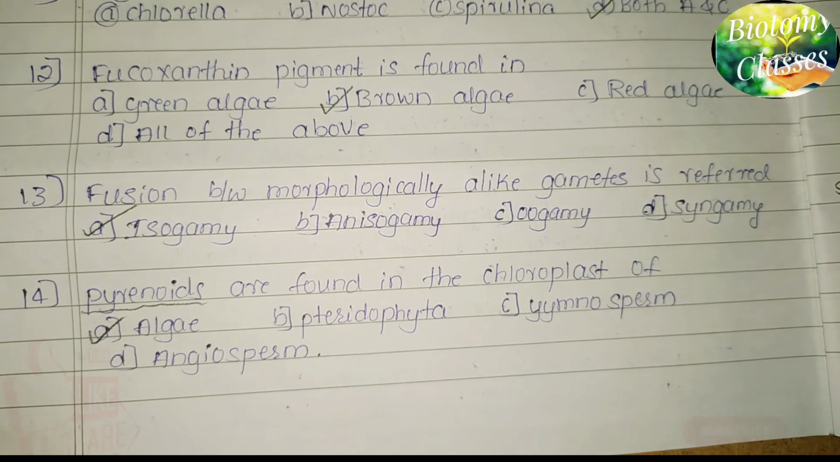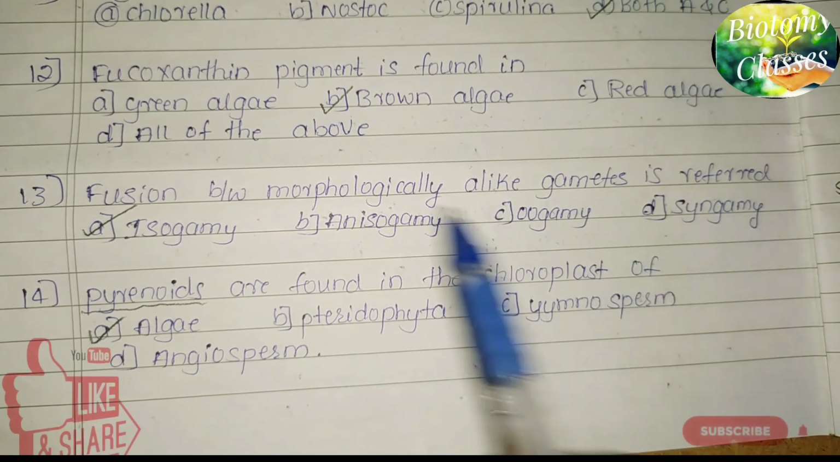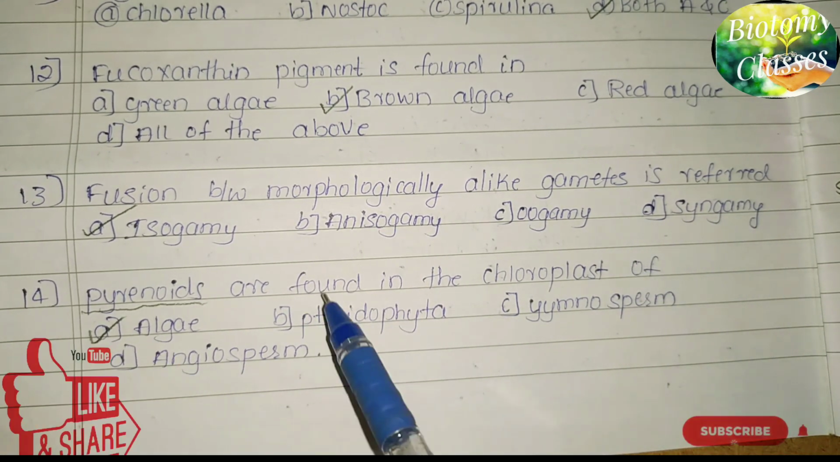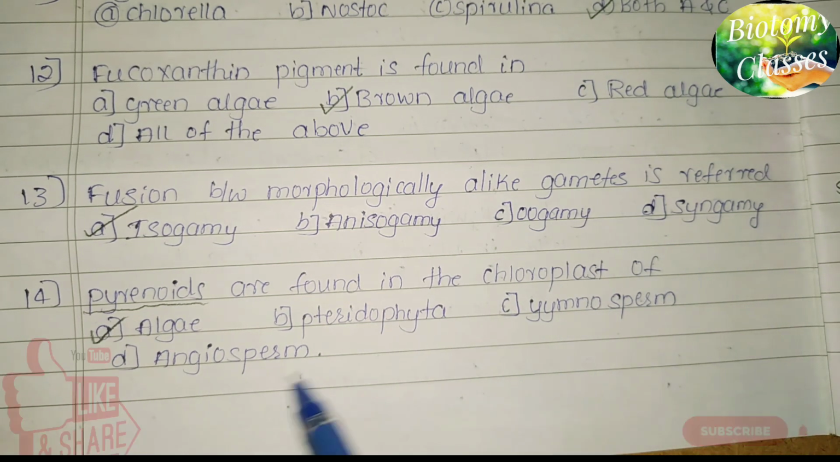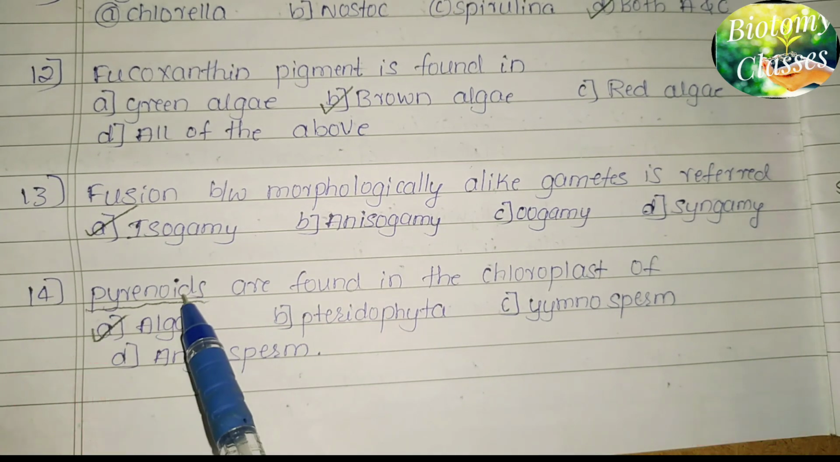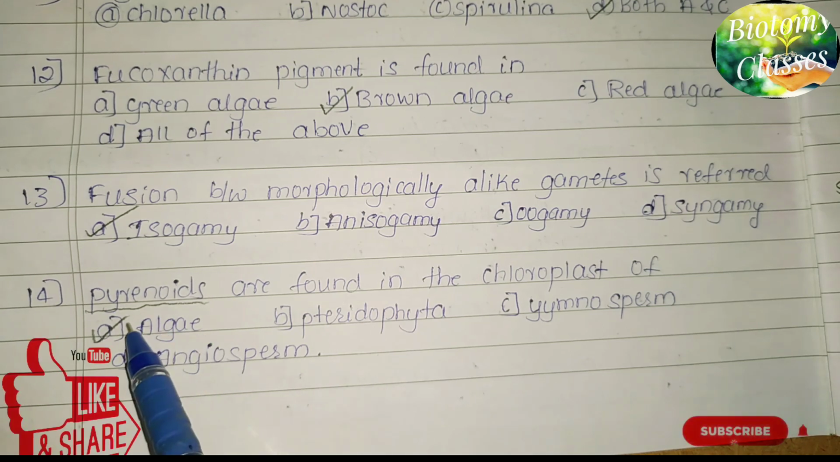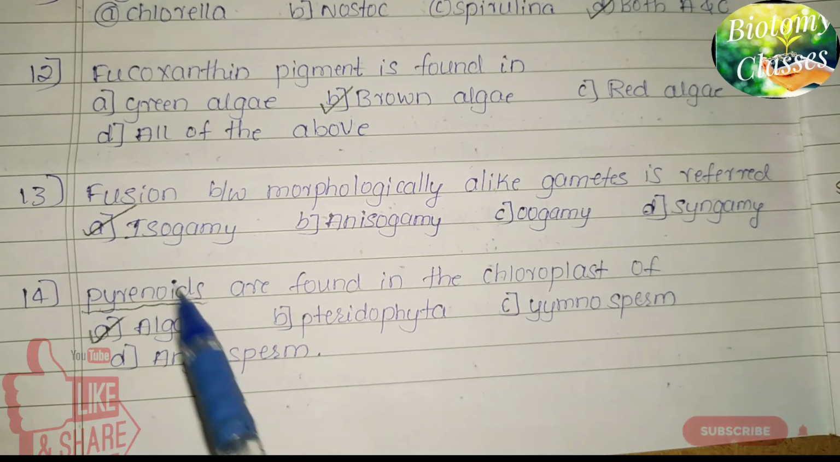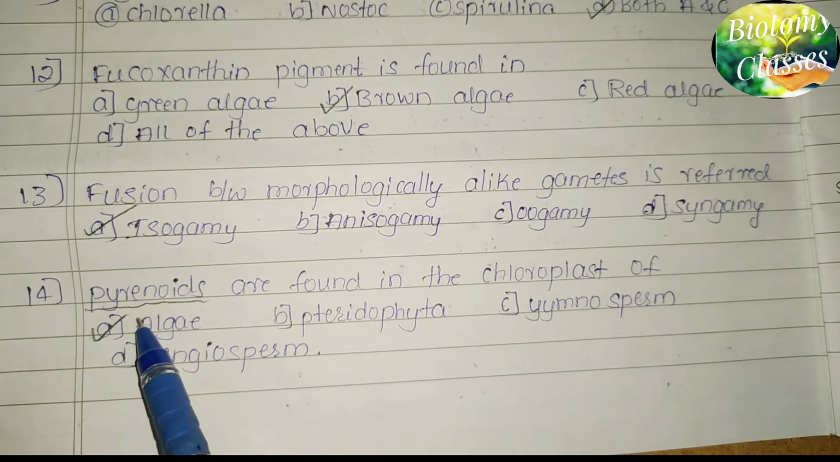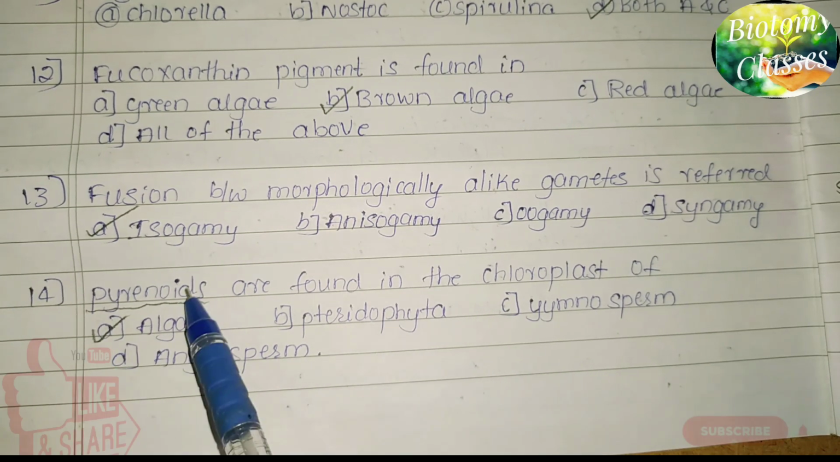Pyrenoids are found in the chloroplast of algae, pteridophytes, gymnosperm, angiosperm, but mainly pyrenoids are found in the chloroplast of algae because you have to study it in the Spirogyra. Spirogyra has the chloroplast and also pyrenoid molecules. So A is the right answer.